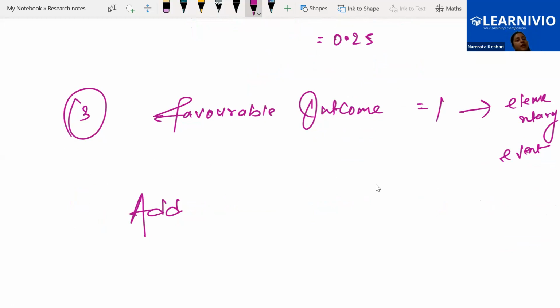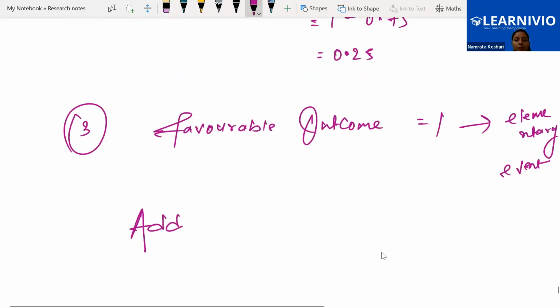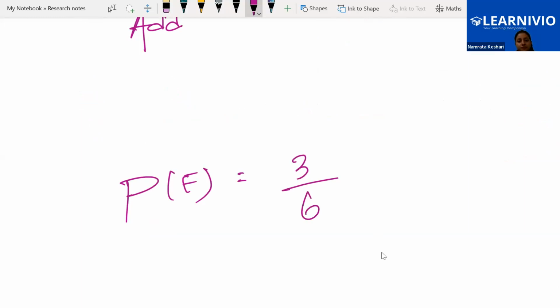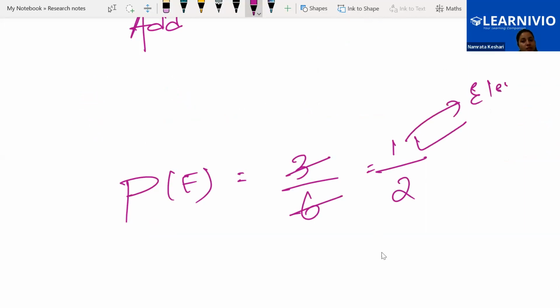Similarly for the die also we have seen getting 1, getting 2, getting 3, getting 4, getting 5, getting 6. All are elementary events. Why are we saying elementary? Because only one favorable outcome is there. So what about this case? Suppose probability of E is, let's say, 3 by 6. We will cancel it and get 1 by 2. Is this also elementary because favorable became 1 after cancellation? No, this is not.